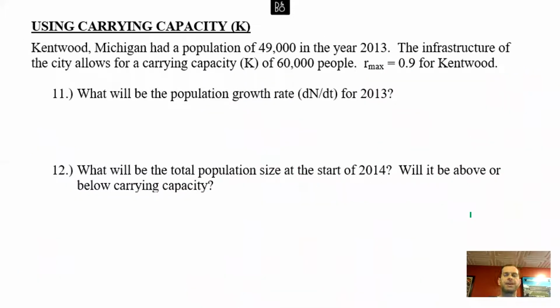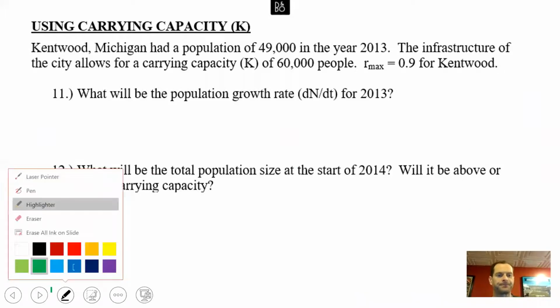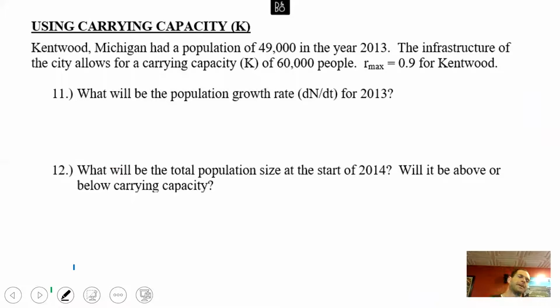Okay. So now if you're taking a look at this next one, which again, a lot of people missed, don't feel bad. It says, Kentwood, Michigan has a population of 49,000 people in the year 2013. The infrastructure of the city allows for a carrying capacity of 60,000 people. And thank God they give us the R max value, so we don't have to go figuring all that out. So what would be the population?